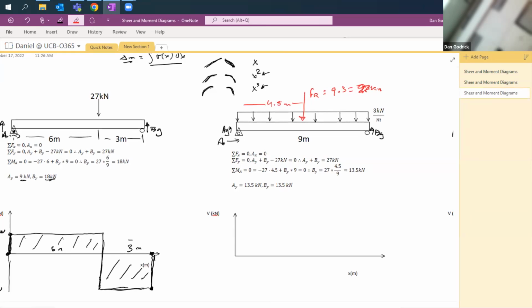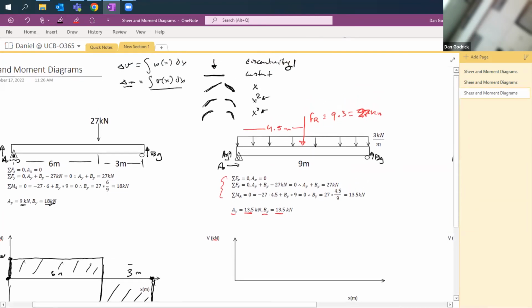When we solve our reaction forces, our AYs and BYs, we see that it's evenly split, but you can follow this along as rigid body equilibrium. So we see at the start, our AY is 13.5 and our BY is 13.5 at the end. So what happens in between? Well, now we have this distributed load.